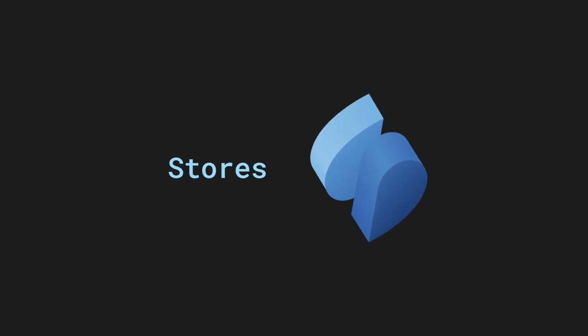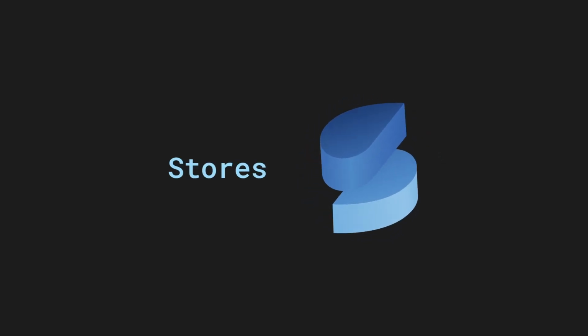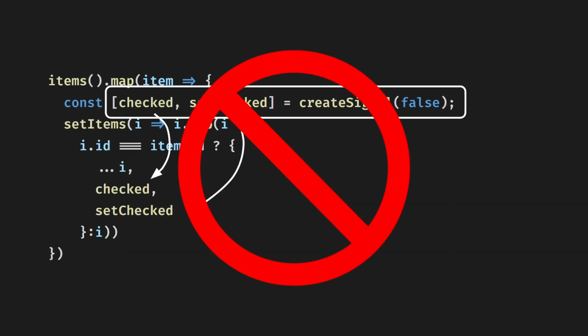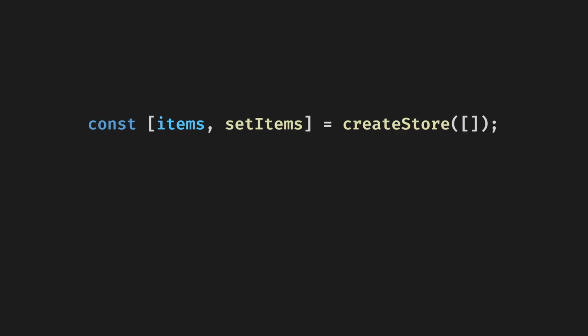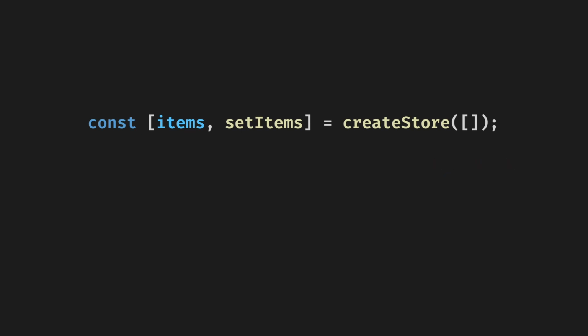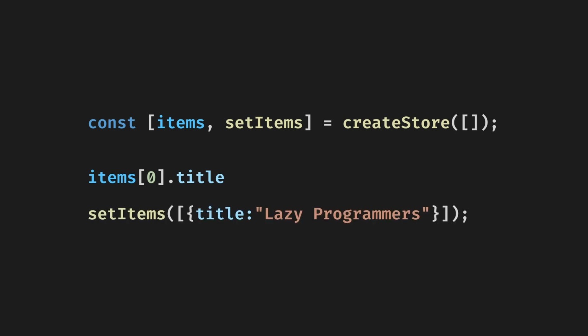Insert SolidJS Stores. The main use for a store is to basically allow your app to be reactive on small parts of your state without needing to explicitly create signals for them. Same with signals, the return value of the createStore function is an array that contains the getter and the setter. But unlike signals, the getter is not a function. To get a value, you use the getter. To set a value, you can use the setter like this or like this.